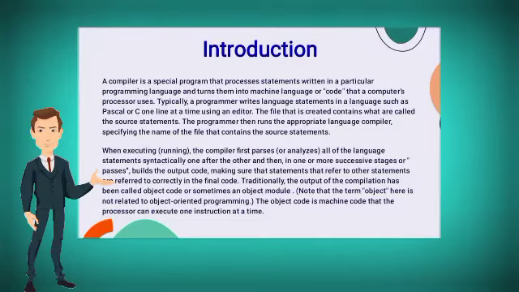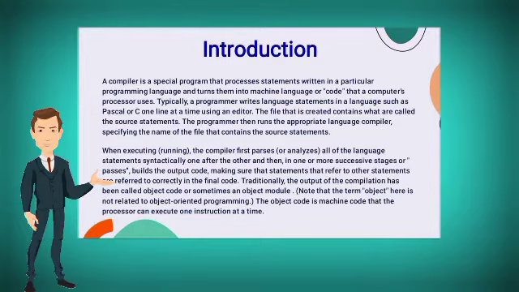Let's start. Introduction. A compiler is a special program that processes statements written in a particular programming language and turns them into machine language or code that a computer processor uses. Typically, a programmer writes language statements in a language such as Pascal or C one line at a time using an editor. The file that is created contains what are called the source statements.